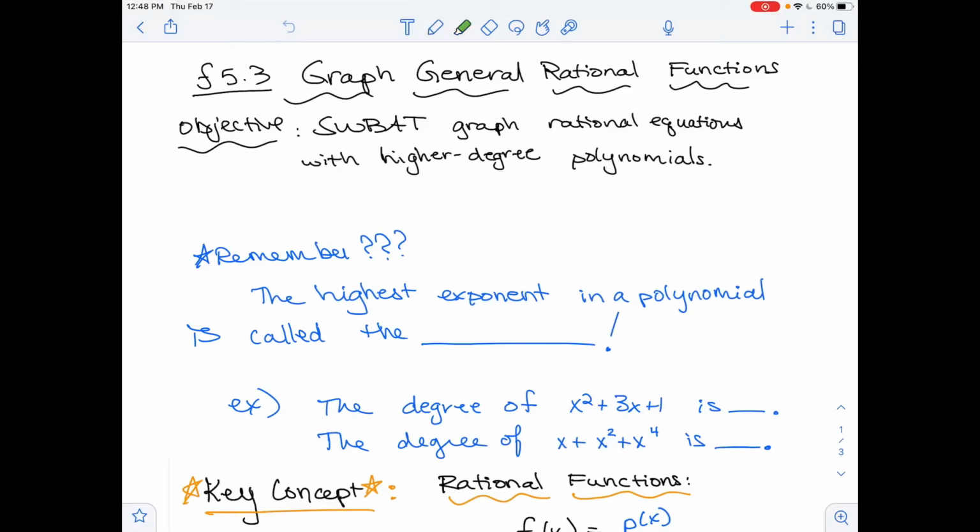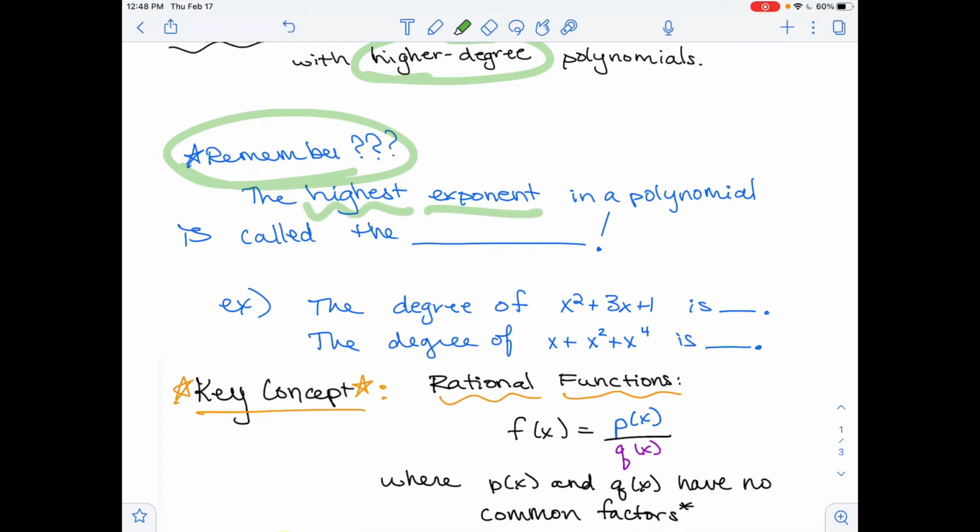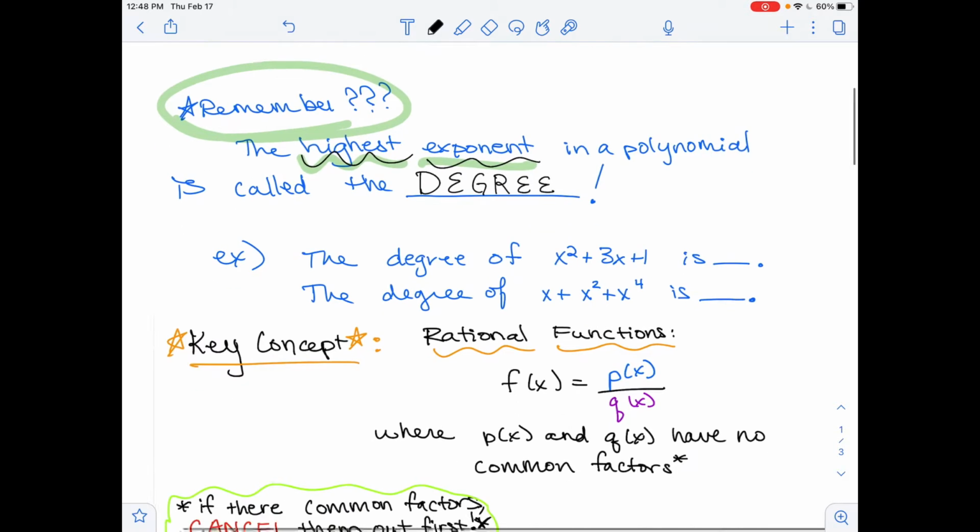Hey guys, we are talking about graphing general rational functions, and we're going to be able to graph rational functions with higher degree polynomials. So just keep in mind, we're going to remember the highest exponent in a polynomial is called the degree. So it's the highest exponent.